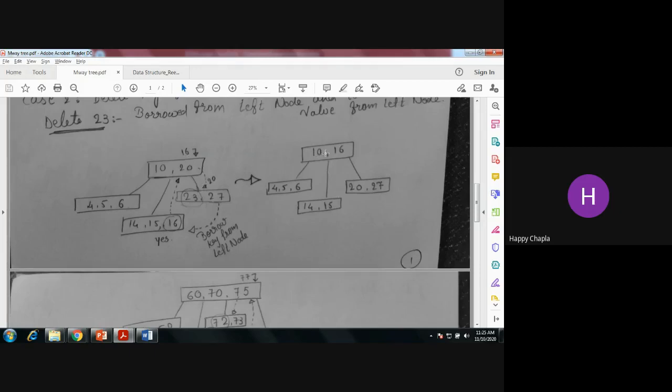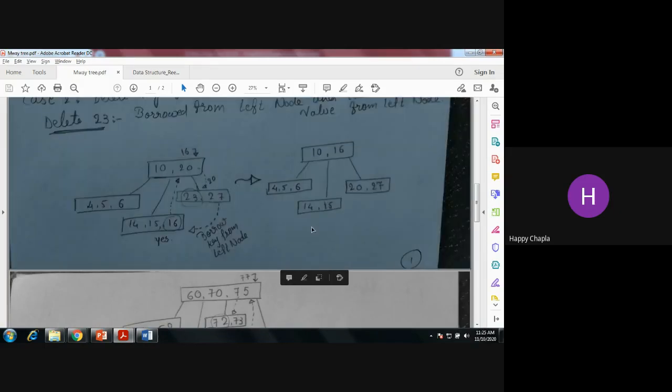So this is the scenario: 10, 16, 4, 5, 6 as it is. Now we are remaining with 14, 15. This 20 will be inserted here and we are trying to delete the 16 from this node. Why? Because now it is present over here in the root node and 20 will come over here. Why can't we directly take 16 here? If I replace this 16 with 23, then the rule is violated. Root node is 20 and always the greater value than 20 is inserted at the right-hand side.